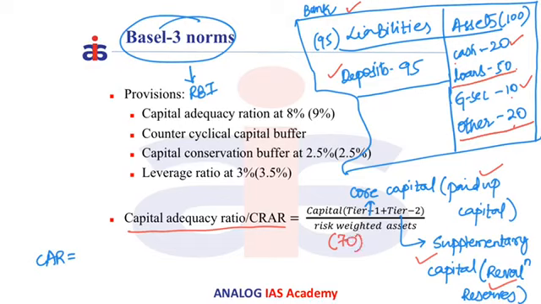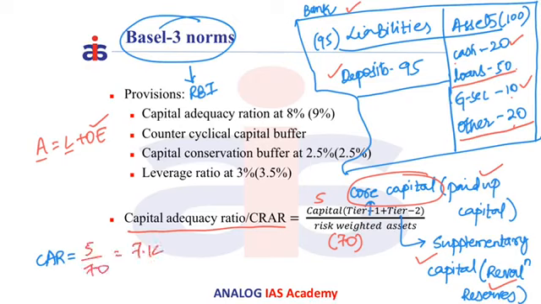There is an accounting equation, that is assets is equal to liabilities plus owner's equity. Here we can see that the difference between the assets and the liabilities is the owner's equity, and in this case it is called the core capital. Therefore, the capital is 5. Now the ratio, that is CAR, comes out to be 5 divided by 70, which turns out to be 7.14%.